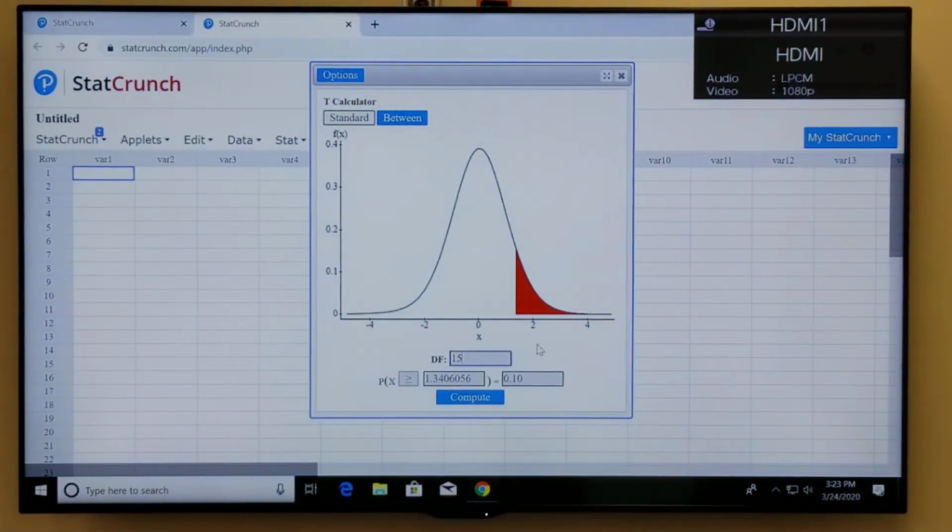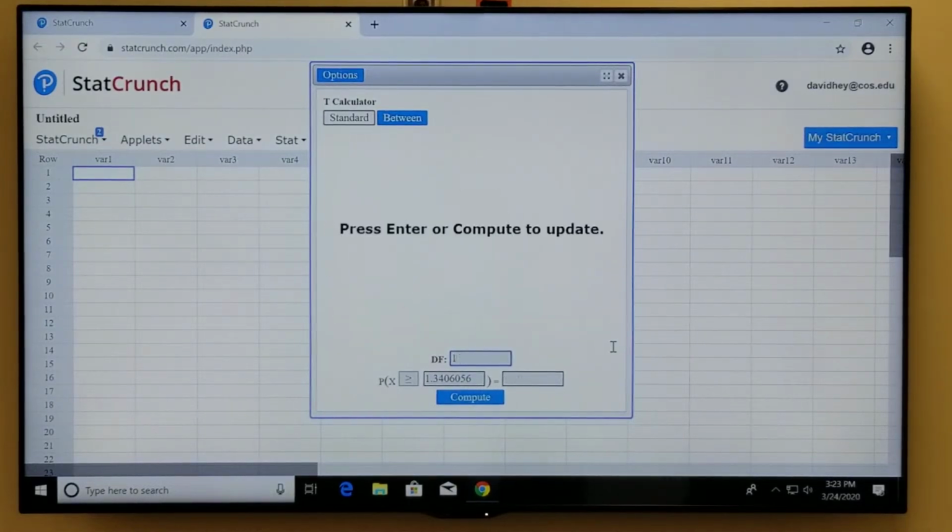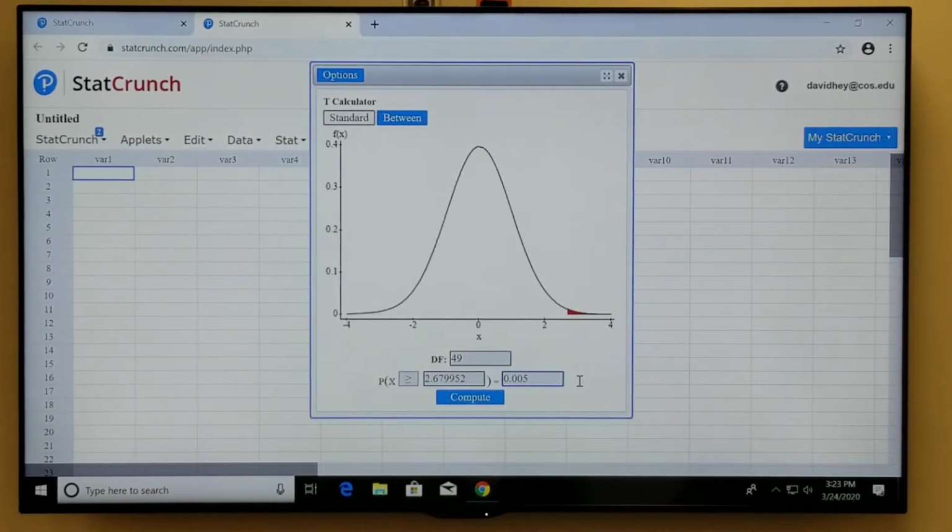Okay, so 49 degrees of freedom. We want the area to be 0.005. Okay, so to 2 decimal places, our critical value is 2.68.